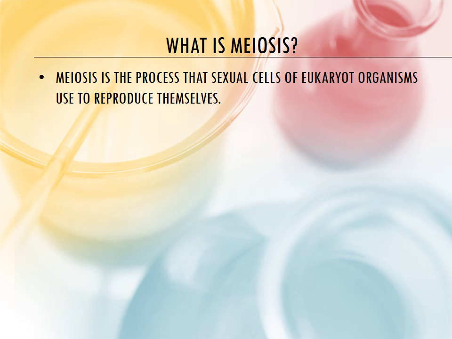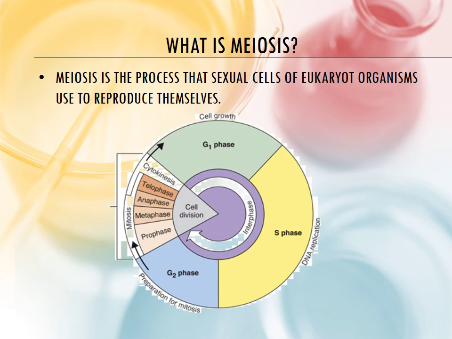Meiosis is the process with which sexual reproduction occurs. It is composed of two phases, meiosis I and meiosis II. The process starts when the cell has completed the interphase and received the reproduction signal.